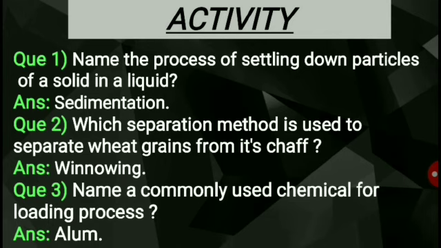Now our next activity is the type of one word answer. The first question is, name the process of settling down particles of a solid in a liquid. That process is known as sedimentation. Now question number 2 is, which separation method is used to separate wheat grains from its chaff? Do you know students? It is winnowing. Winnowing is a process in which the wheat grains are separated from its chaff.